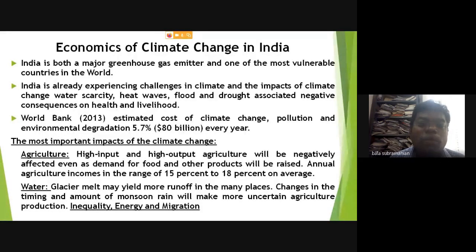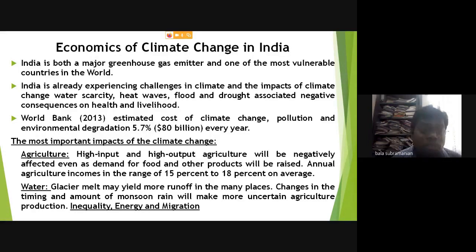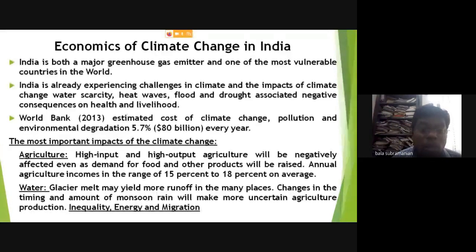So who are the most vulnerable groups at the global level? Those who are not able to adopt a climate change strategy cannot adapt to it. Their own adaptation fails because of finance and technology. So India is already experiencing climate change impact due to water scarcity, heat waves, flood and drought, associated with negative consequences for health and livelihood. So our economy is going down.